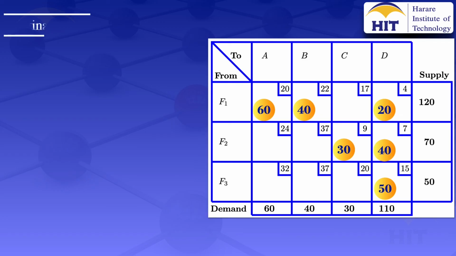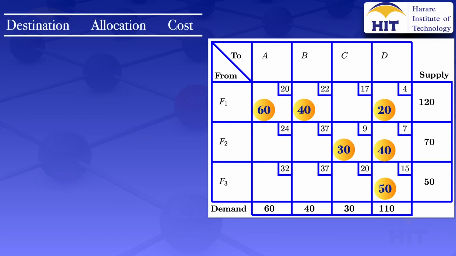So I'll write down another table where we have the destination, the allocation, and the cost. What we are saying is from source F1 to destination A, we are allocating 60 units, 60 units at a unit cost of 20. So the cost will be 60 times 20, which gives us 1,200.